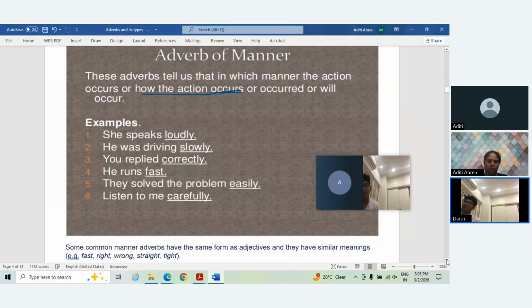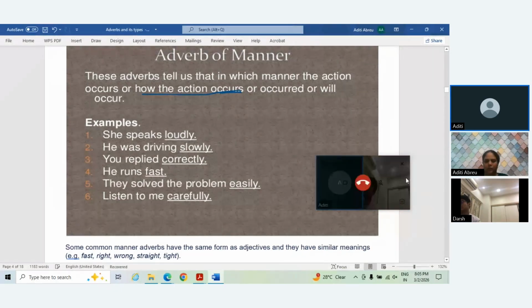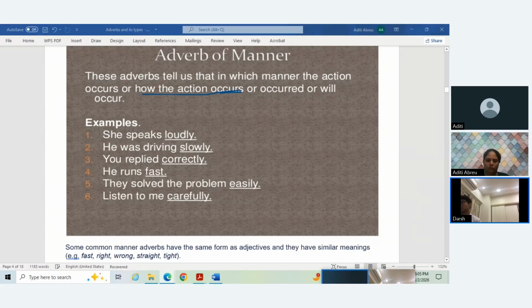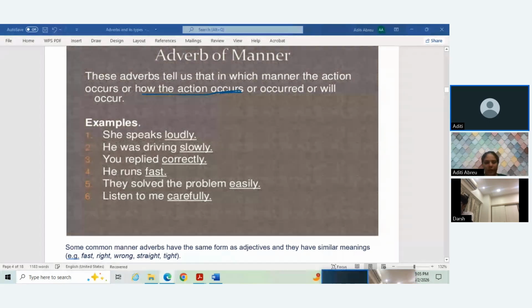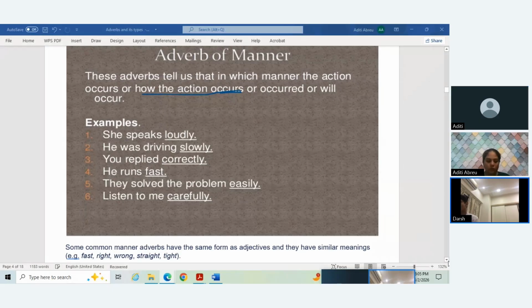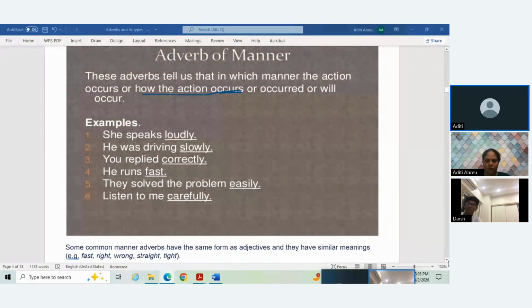What are the examples? Loudly, fast, and all that. Just write three or four words: loudly, slowly, correctly, fast. So you know which words are adverbs of manner. I took them down. Written down? Okay.